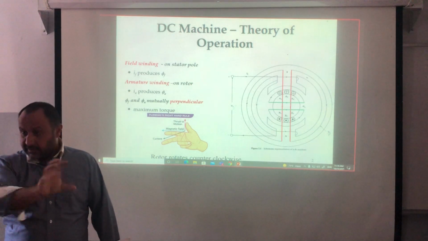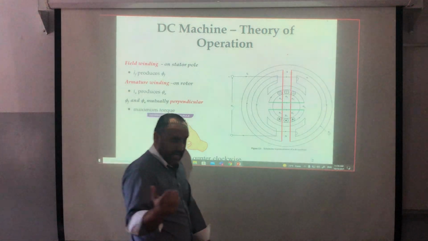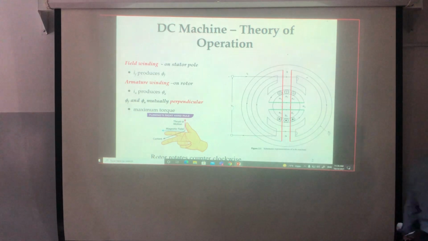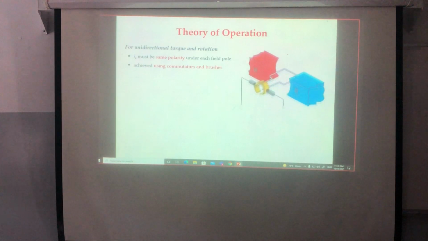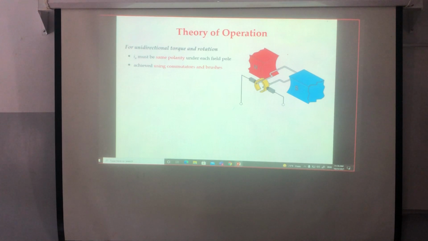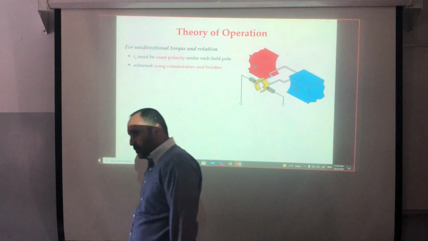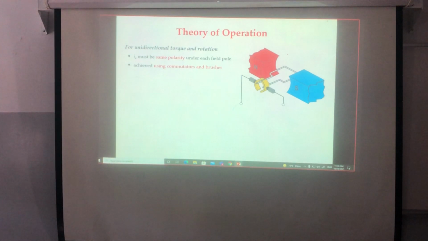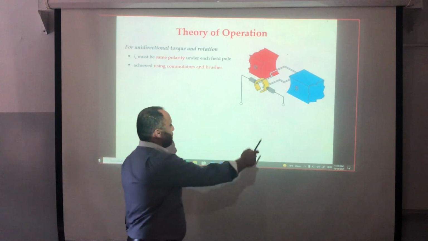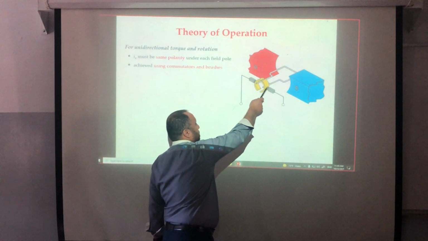Good. So how can we do that? Using the commutator and the brushes. So this is another simplified picture of the DC machine. It consists of two poles, north and south, and a single conductor. Only a single conductor. And here we have the commutator with the brushes.